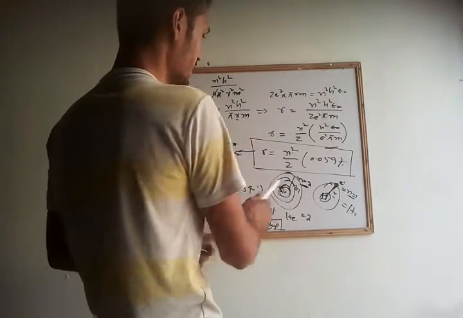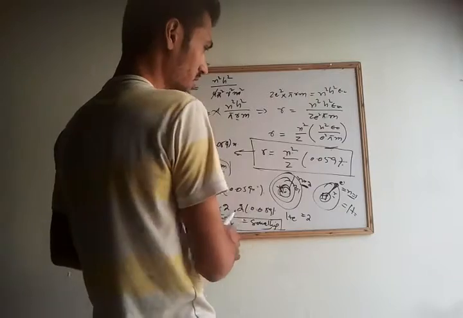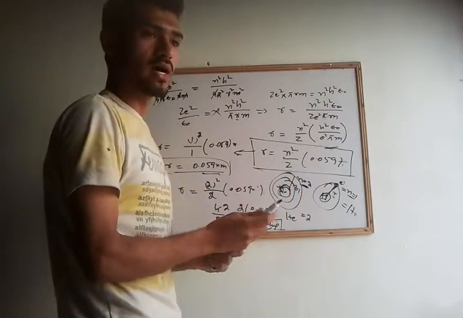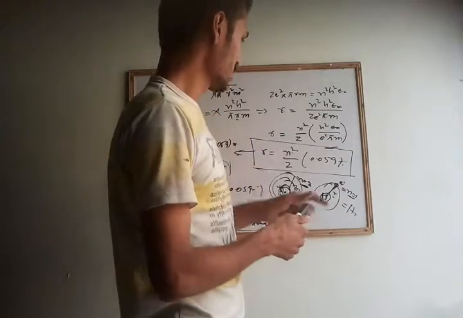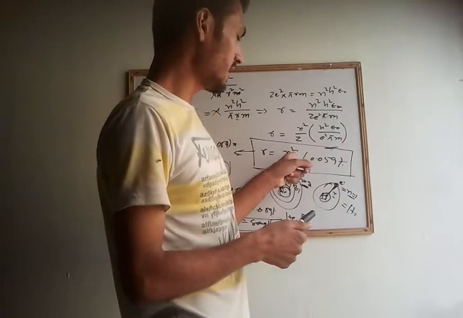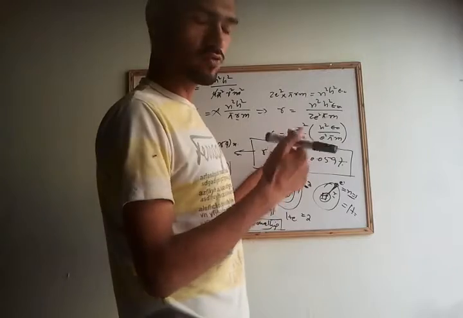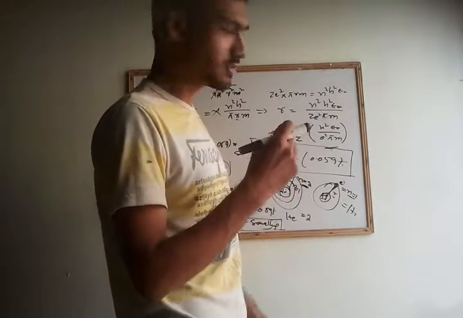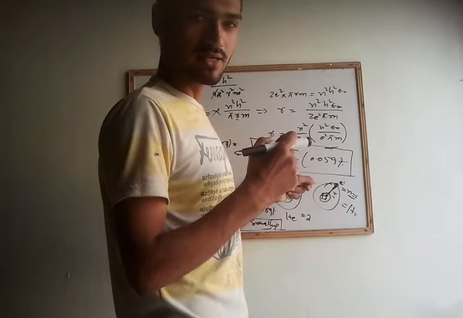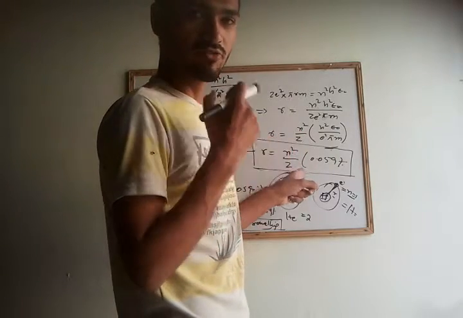So this is the equation through which we can determine the atomic radius of any atom. Here n is the number of the shell for which we determine the radius from the nucleus, and Z is the atomic number of the specific atom.